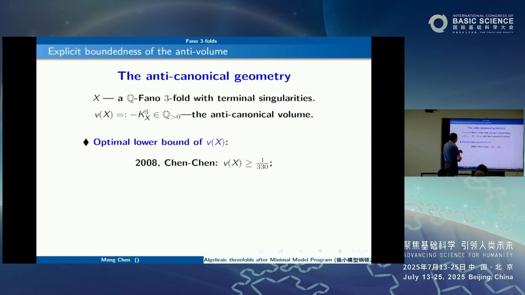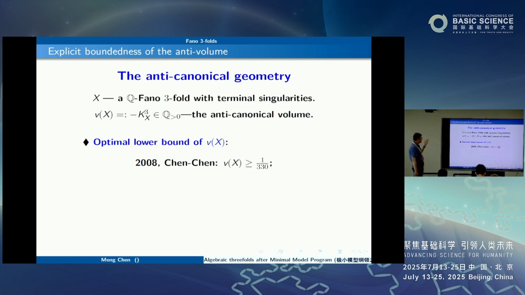So I'm interested in the so-called anti-canonical geometry. First is the so-called anti-canonical volume. For a Q-Fano threefold X, we can always define it, because this means -K_X is Q-ample. So therefore the anti-canonical volume, here I add a minus here, this being the anti-canonical volume, is a positive rational number.